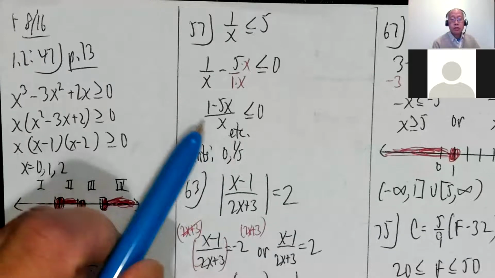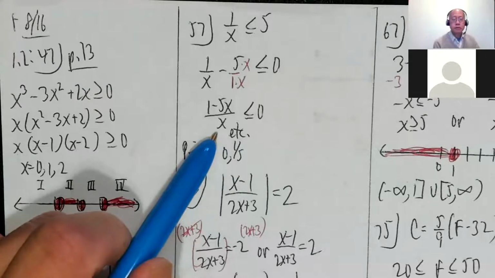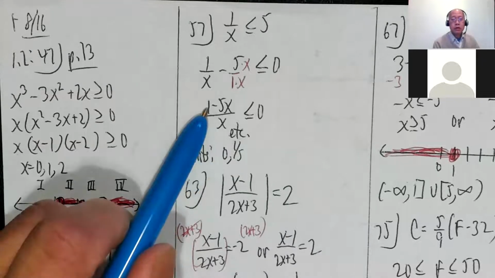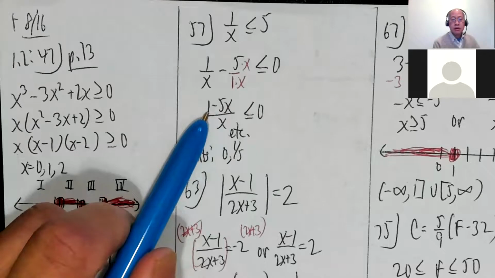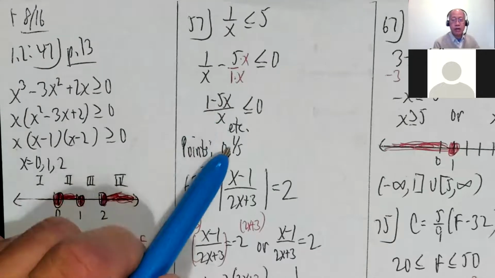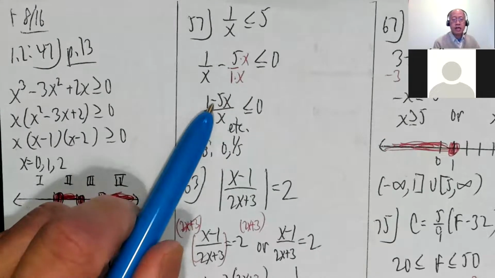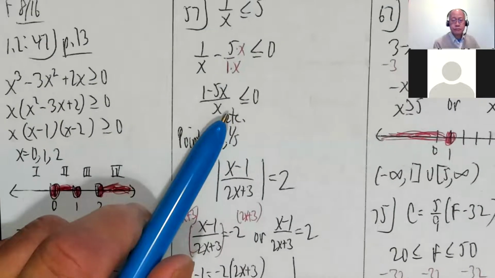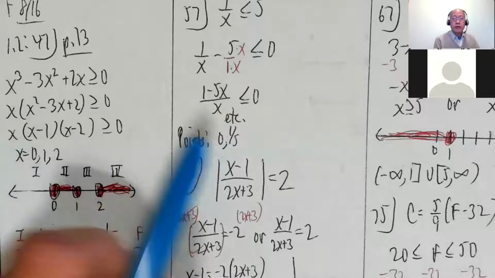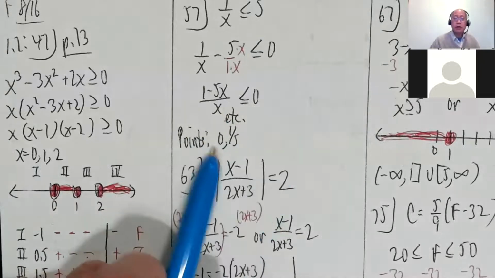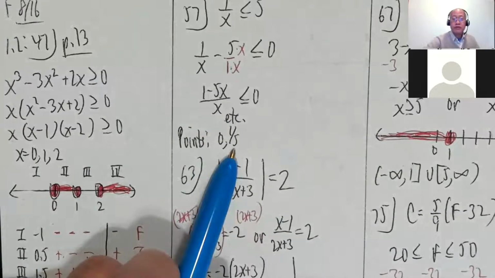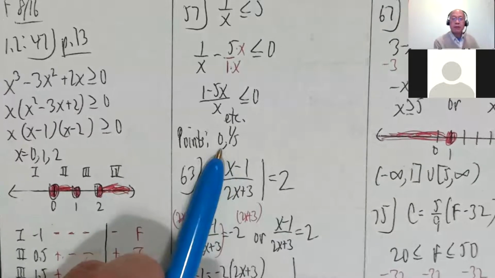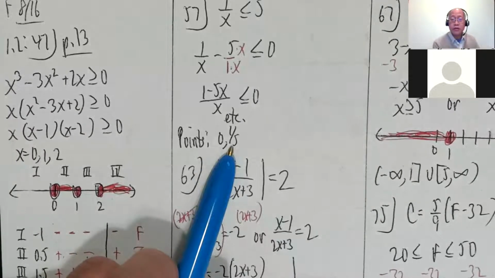Okay. So what number makes the bottom 0? 0. What number makes the top 0? Well, you have to do a little bit of algebra. It comes out to be 1/5. You're saying 1 minus 5x over x is less than or equal to 0. So on your number line, you're going to be laying down 0 and 1/5. The thing that's going to be a little bit tough about this is to come up with a number between 0 and 1/5.